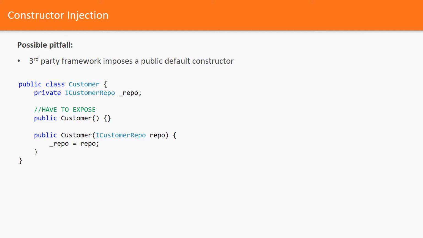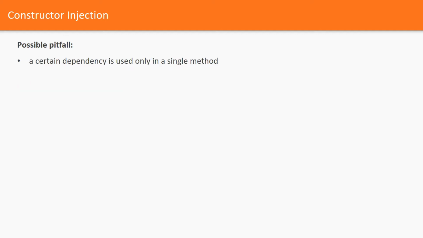If a certain dependency is used only in a single method, then consider removing that dependency from the constructor and request it as an argument of that method, which certainly needs it and can't provide its service without it. In other words, consider to use the method injection.